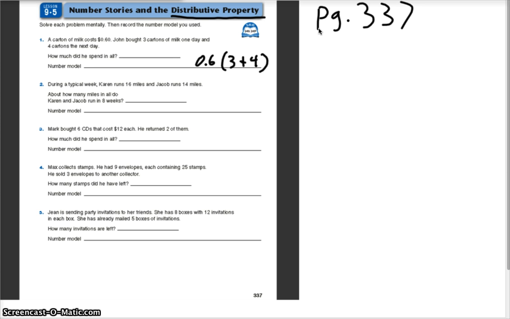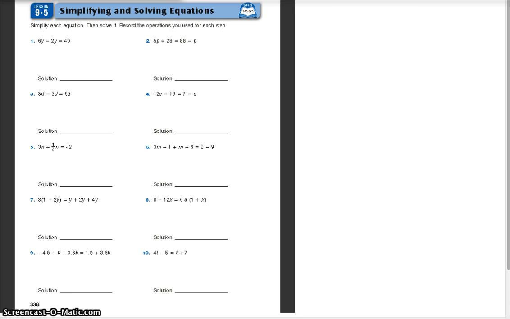So when I solve that, 3 plus 4 is 7. 0.6 times 7 is going to equal $4.20. Okay? So you're writing a math equation. That's what number model means. A math expression, algebraic expression from the sentence that you're given. Okay? So you can go ahead and do numbers 1 through 5. Not yet. Let's take a look at page 338.